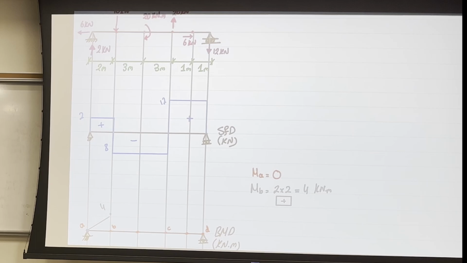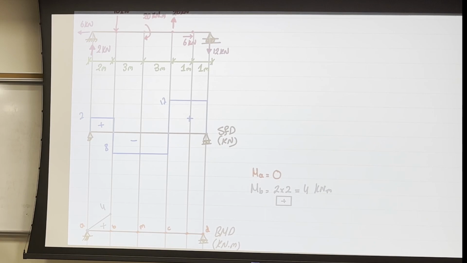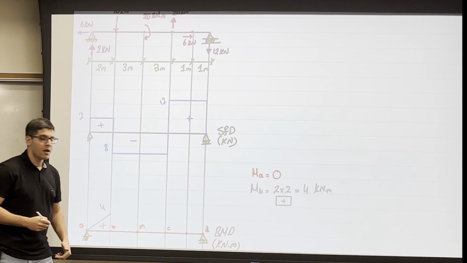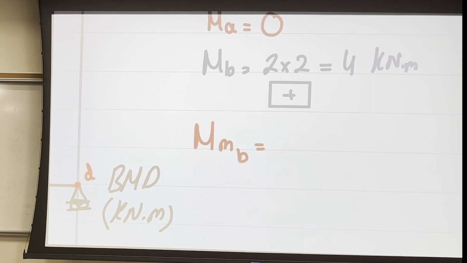Now, I will move to, let me put this point, let me call it M. Whenever you see a concentrated moment, it's not going to be detected in the shear, but whenever you see it in the bending moment, you need to calculate the bending moment twice: once before the concentrated moment, and once after it. So before and after. So moment at M here, I will write BEF, which means before. So what do I have?